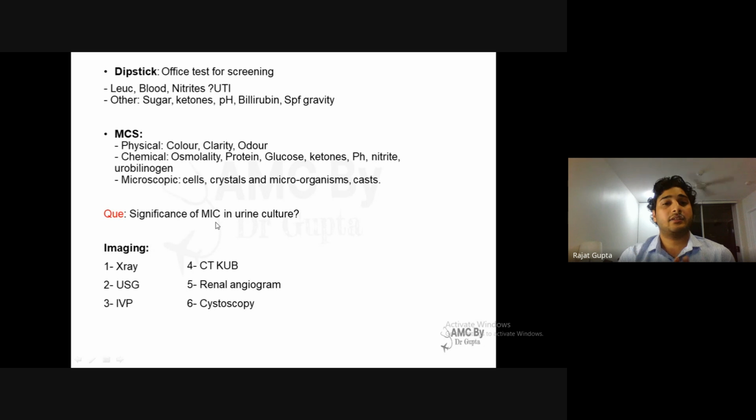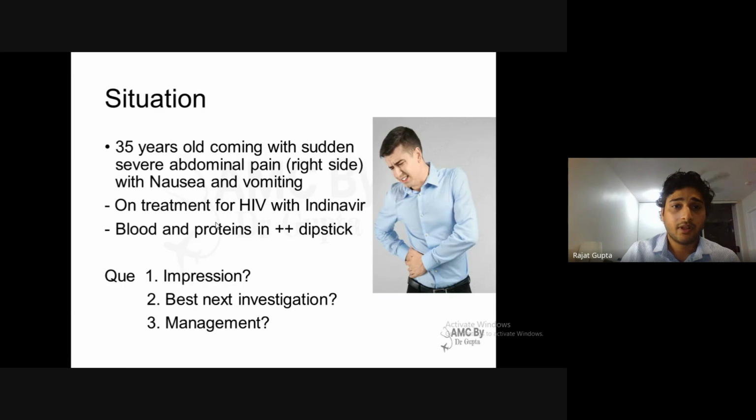And next are the different kinds of imaging techniques in the renal system. We can go for X-rays, ultrasound abdomen, and IVP, intravenous pyelography. But this is not so common these days because we have CT-KUB, renal angiogram, cystoscopy. So these are the tests. We can also go for MRI and more. So this is the situation, guys. Read this situation and make up your mind, like what's the impression, and all the questions. Just try to read through the question.